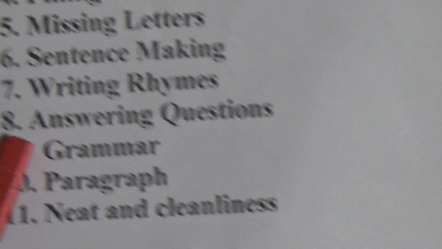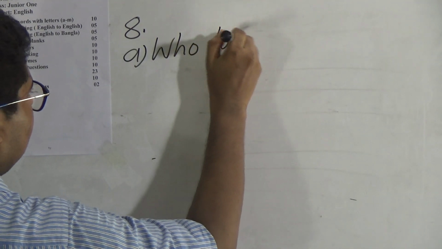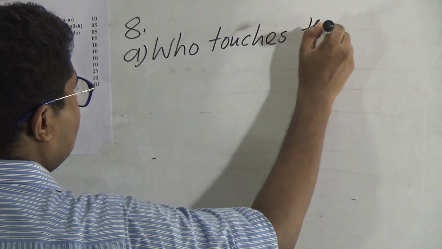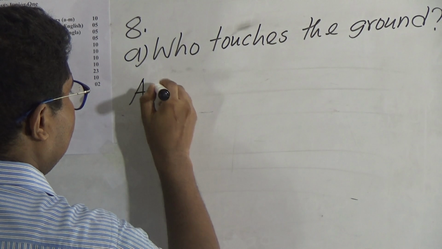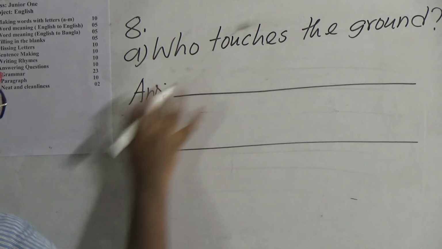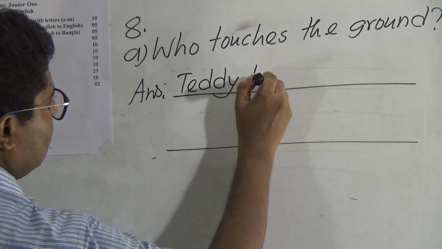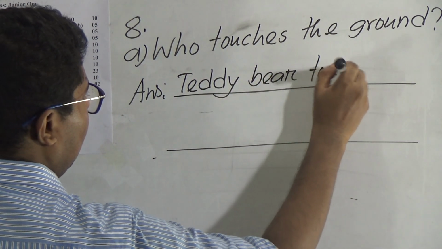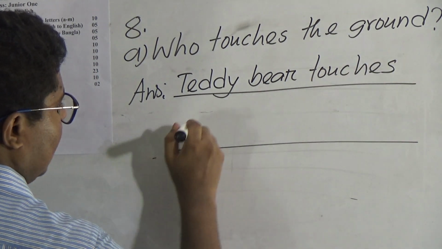Next one, number 8, answer questions. The question will be given like this, answering questions. A, who touches the ground? The question will be given like this, and there will be 2 dashes like this. Okay, we have to write the answer here. Who touches the ground? You will write the answer like this: Teddy bear touches the ground. If you cannot finish in one line, come to the next line.